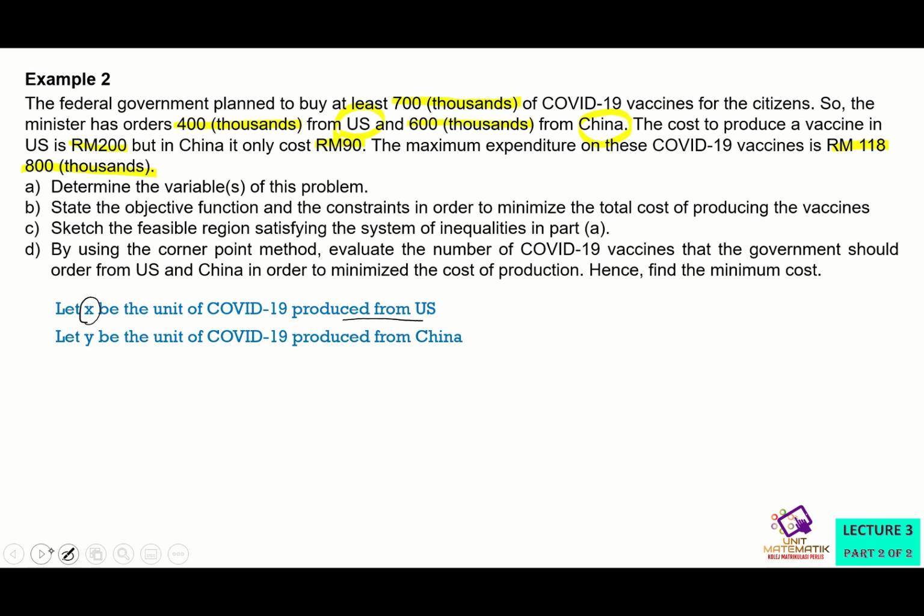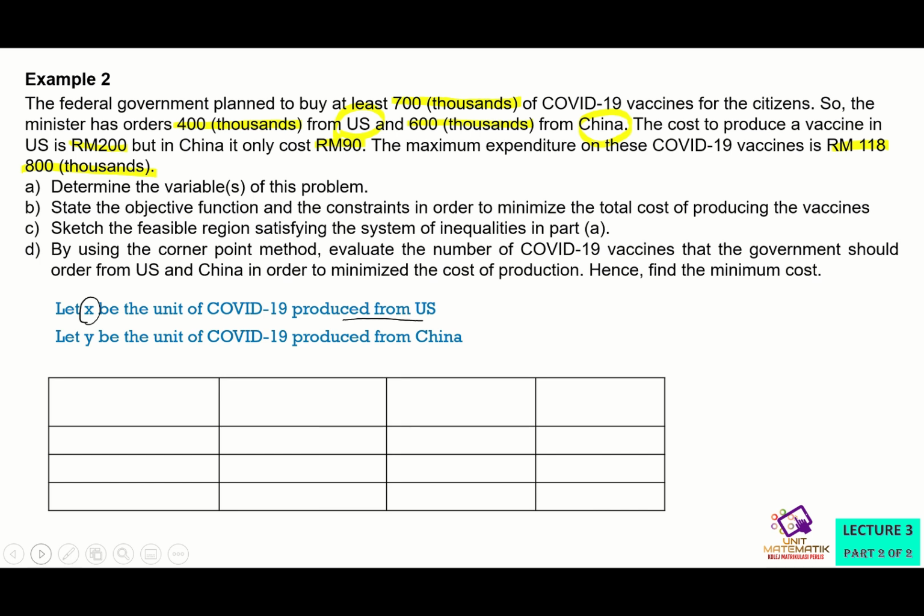But before we do the rest of the question, we need to put all the information in a table. So please draw your table. Okay, so this is your table. Let's start together. For the first column, let's write it as country. Since we have US and China, we put US here and China here. Our variable is X unit from the US, so our X is here and our Y is here.